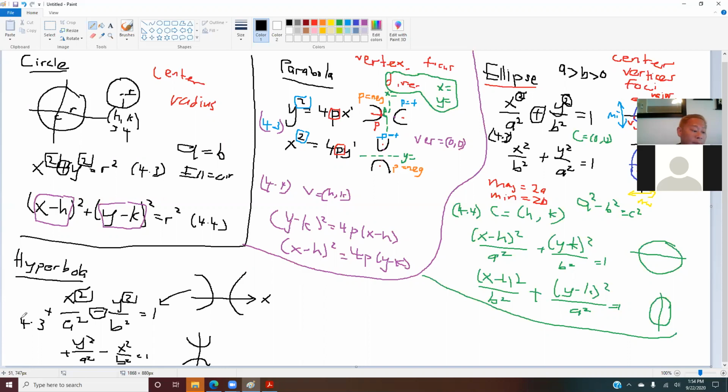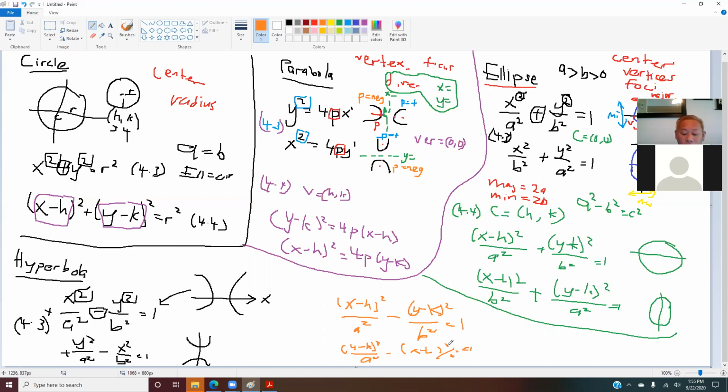Again, as usual, this is 4.3. If you have 4.4, what you do is all your x change to x minus h. So 4.4 is x minus h squared plus y minus k squared. Not plus, minus. Cannot be plus here. So hyperbola has to be negative. And then this is still underneath it, a squared and b squared equals 1. And then this is the same thing, you just put y minus k squared over a squared minus x minus h squared over b squared equals 1.